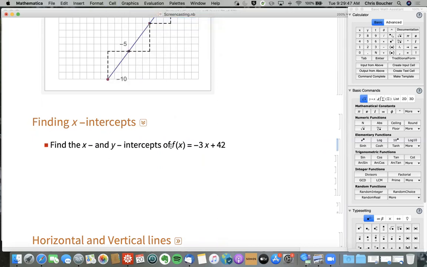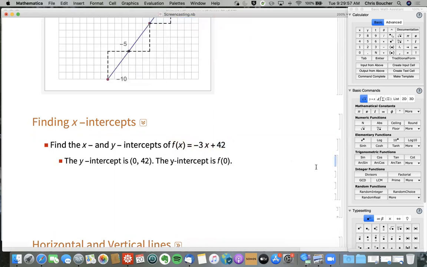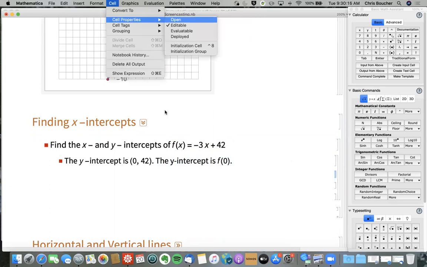So here's an example. I have a function, and I want to find both intercepts. The y-intercept's easy, it's 42. I can see that from the formula of the linear function. Indeed, the y-intercept is (0, 42). It's worth noting in general that for any function, whether it's linear or otherwise, the y-intercept is always just the function value at 0. So y-intercepts tend to be pretty easy to find. You just plug in x equals 0 into the function and out pops the y-intercept.